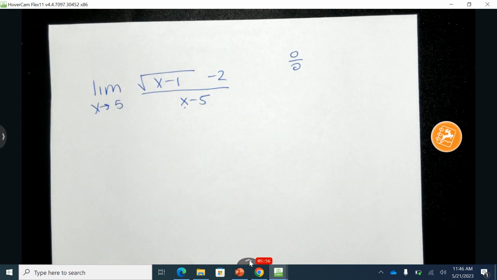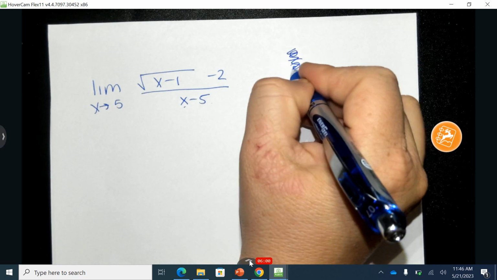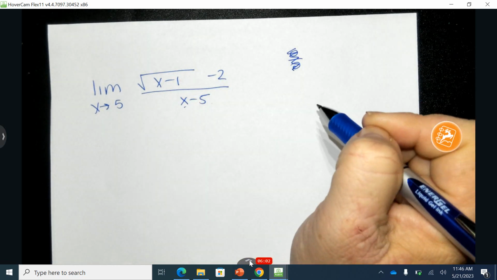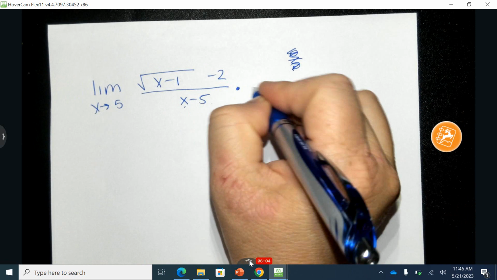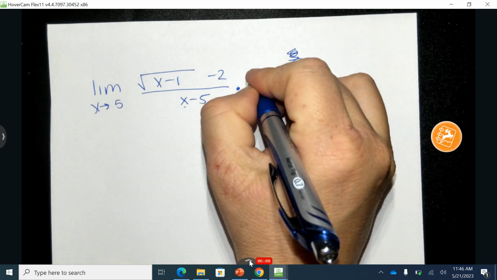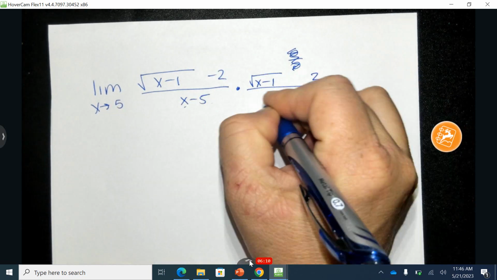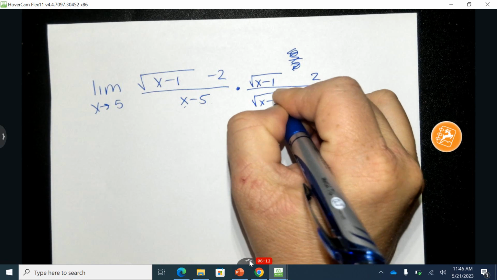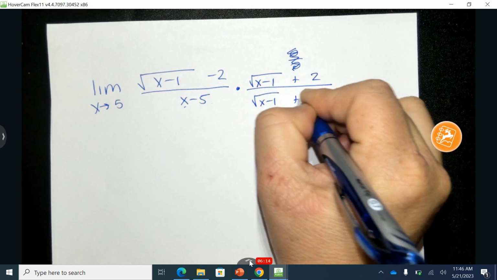We have to find a way to rewrite this in an equivalent manner. And I don't think this is going to be factorable. What I do know is I can multiply by the conjugate of the numerator. That means I'm going to take the numerator and write it exactly like I see it, but instead of having a subtraction sign, I'm going to put an addition sign between the two groups.